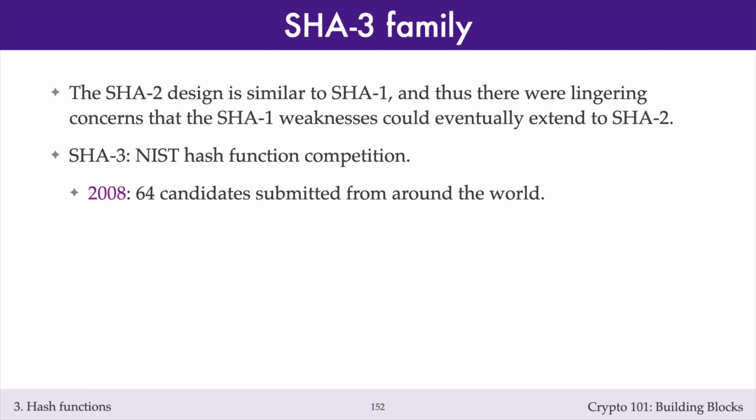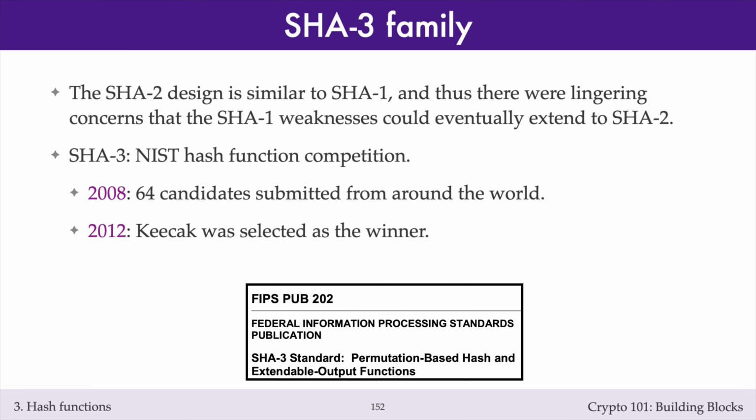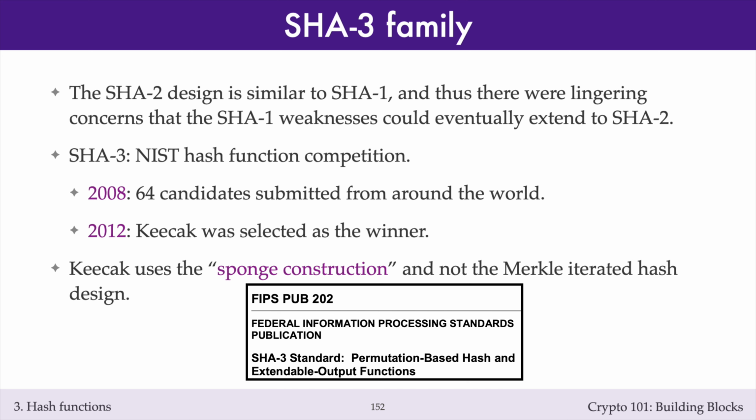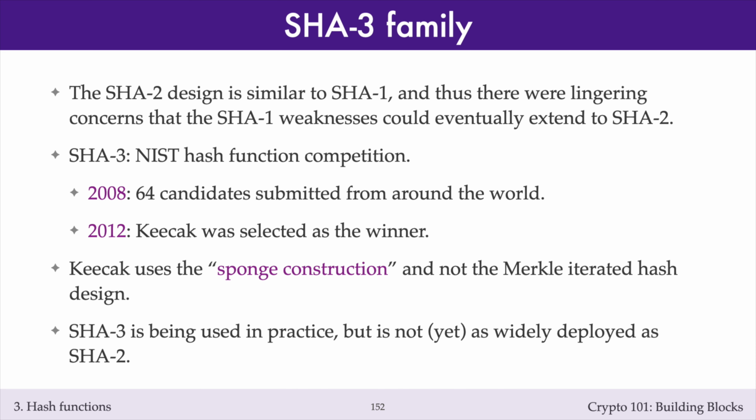64 candidate hash functions were submitted in October 2008 by researchers from around the world. And in 2012, after extensive analysis, Keccak was selected as the winner. Keccak uses the so-called sponge construction and not Merkle's iterated hash design. SHA-3 is now being used in practice, but is not yet as widely deployed as SHA-2.